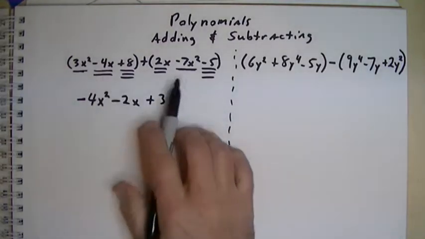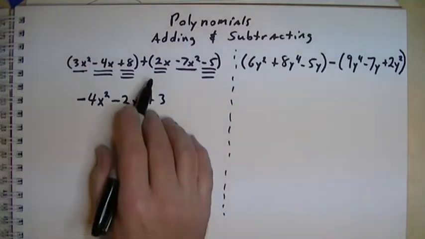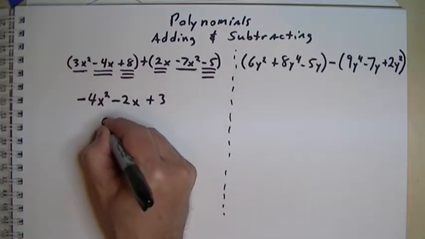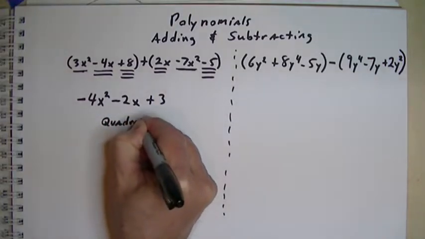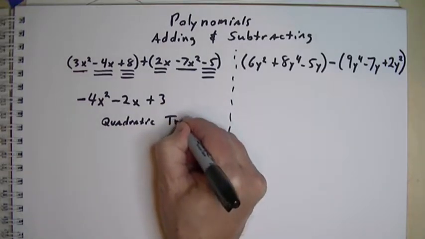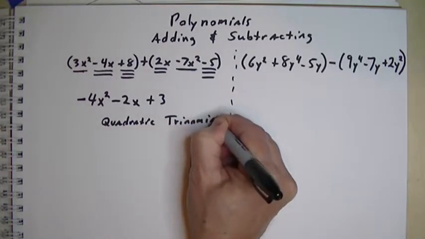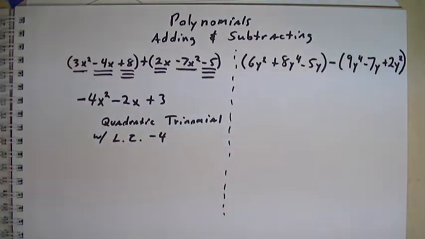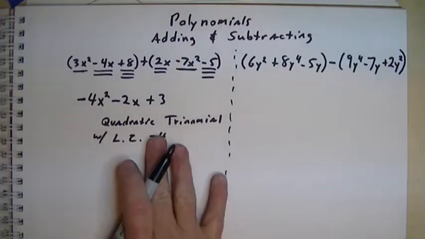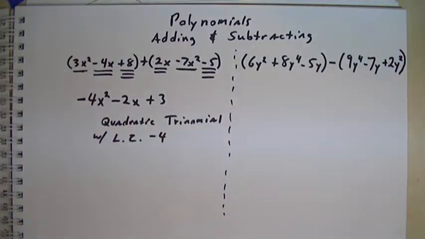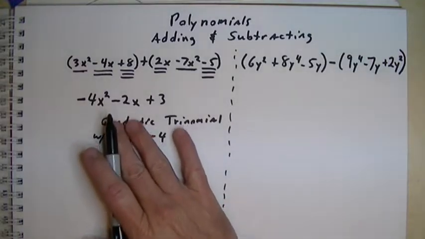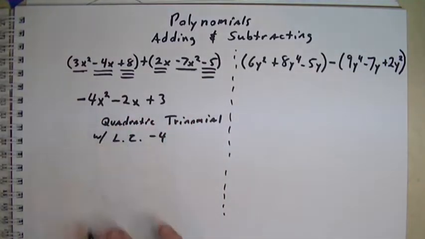So when we're done combining these two polynomials, or adding, if you like to call it that, we end up with a quadratic trinomial with a leading coefficient of negative 4. Okay, so those are the important identifying things. You can also say that it has a constant term of 3 if you wanted to. So those are the identifying features of that polynomial. They say a lot about it, and as you learn more and more about these types of polynomials, you'll realize just how much those things come into play.